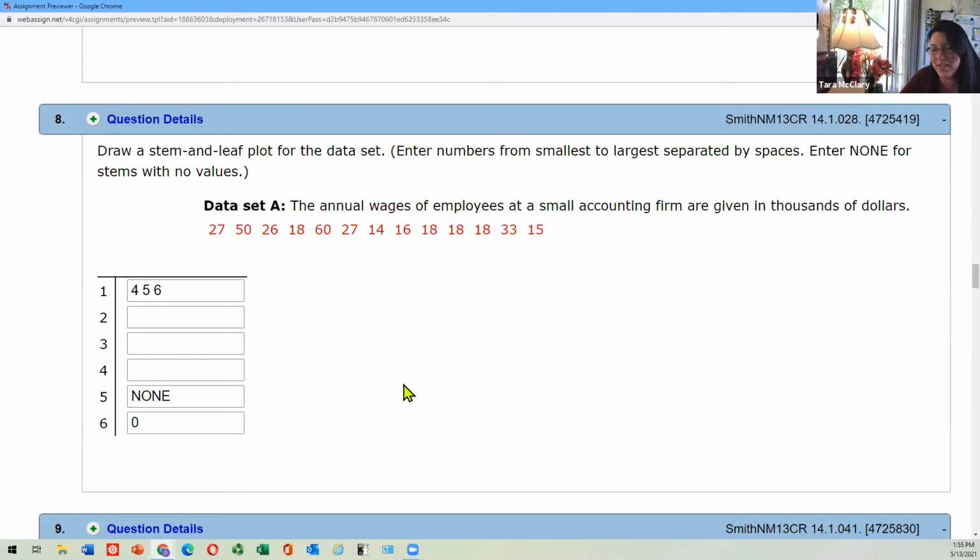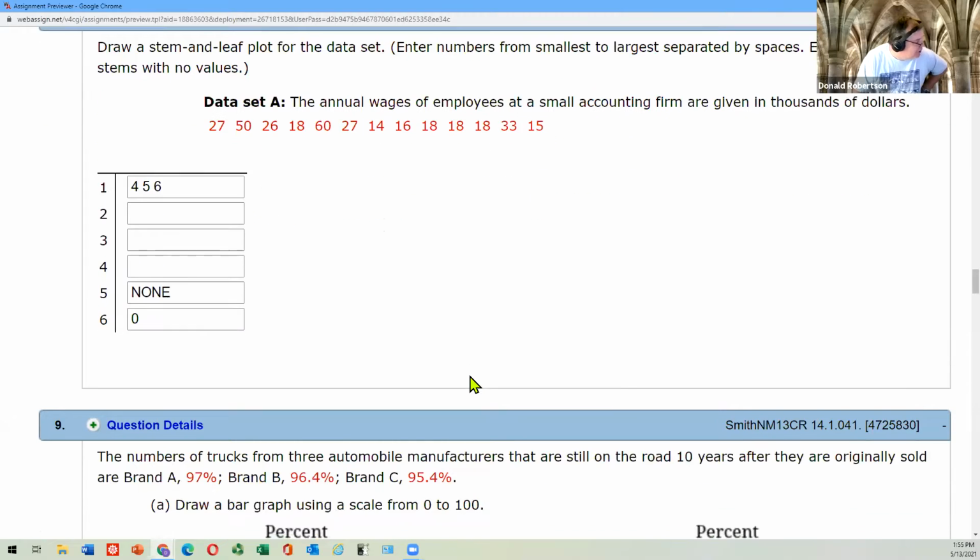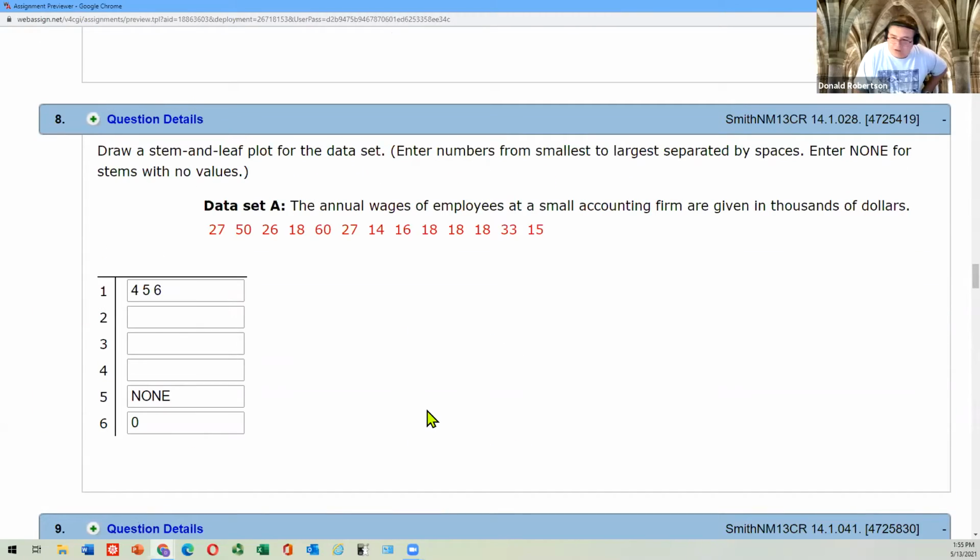That way you don't confuse the zeros. If you were doing it physically on paper, you would just leave it blank. But for WebAssign, for whatever reason, it physically needed you to say none. But if you left it blank, it would obviously mean none in real life. But that is it. So, okay, your question, Naja.